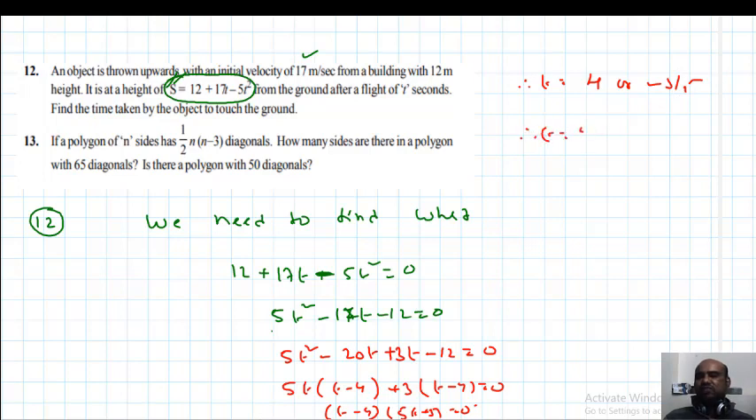T is taken as 4 only, because that is the time, you can't take negatives. It should be positive. What is the time taken by the object to touch the ground? I can say 4 seconds. You need to write the step then: the time taken by the object to touch the ground equal to 4 seconds.